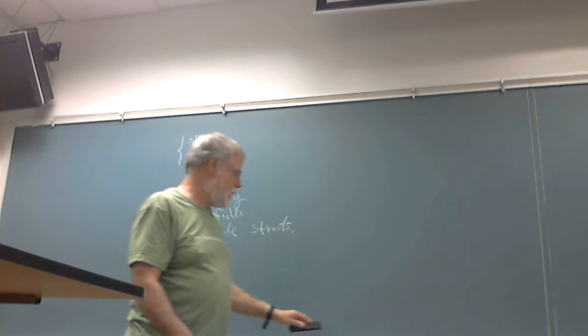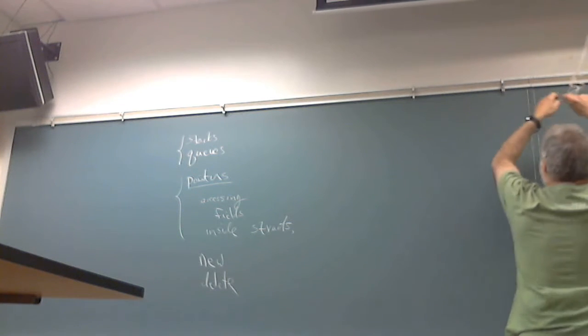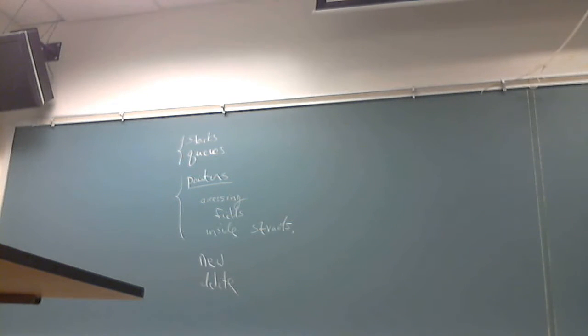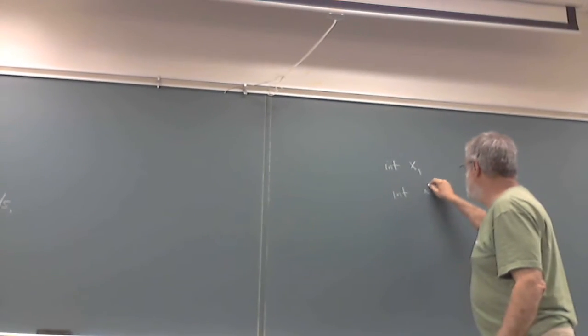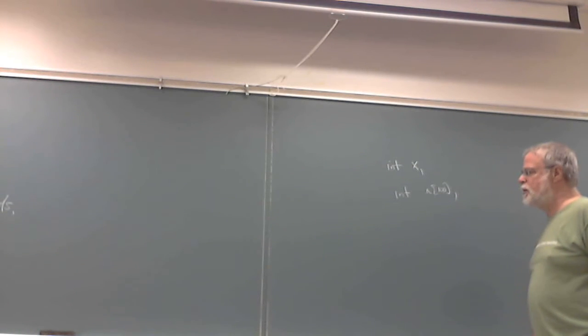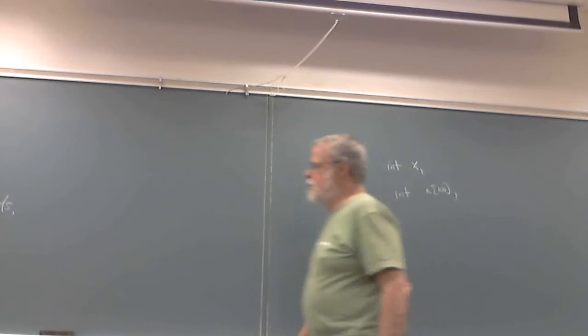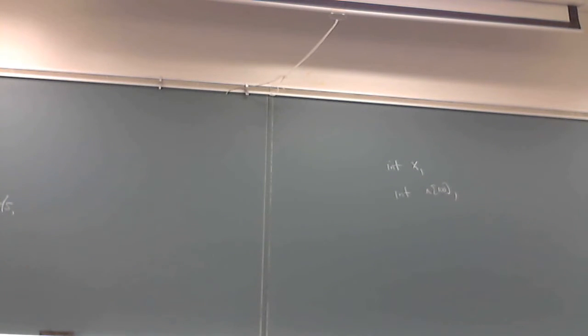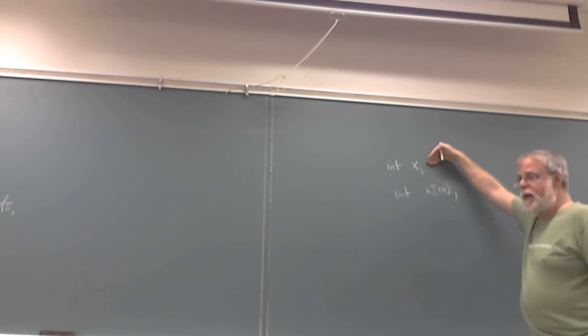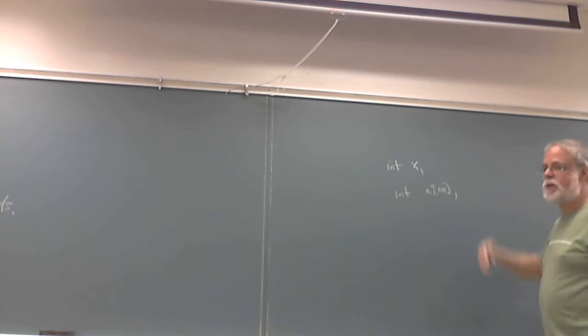You can get what you are used to are things like you can say int x, and that gives you a variable x. You can say int a bracket 100. This gives you an array of size 100. What these things are about, so I'm starting here at the bottom, is that here we're setting up our variables, our storage.